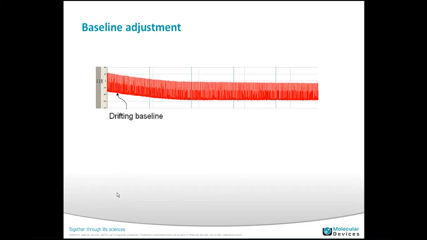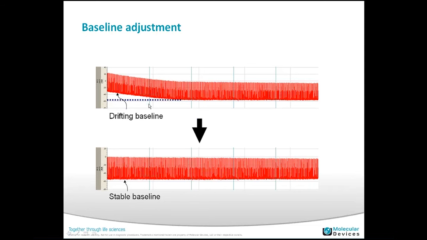Now, for event detection in Clampfit, it is very important to have a stable baseline. You can see from this slide that the baseline is not stable, and this portion is drifting right now. So what we want to do is adjust the baseline so that we have a stable baseline for the event detection.